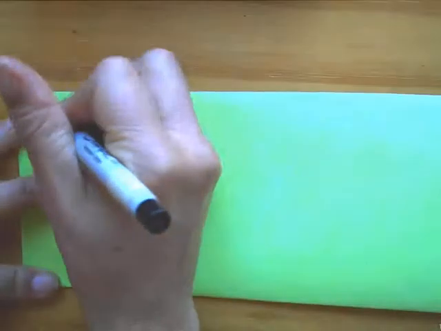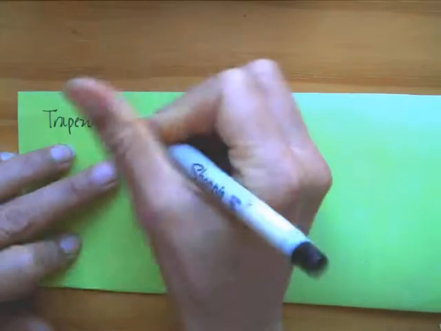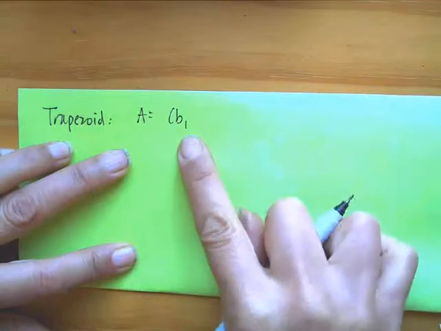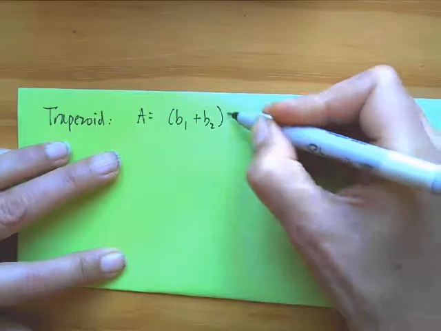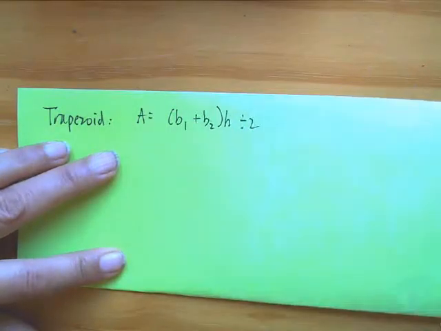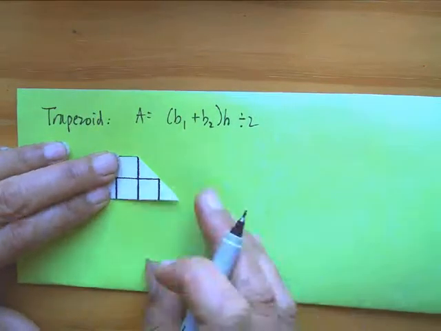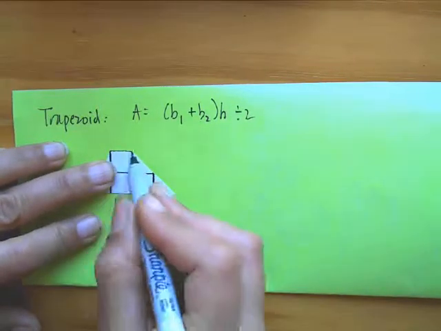Now let's go to the last one that we've been studying, which is the trapezoid. So the trapezoid formula is kind of wonky. It's base 1, and this is a little subscript, sub means below, plus base 2, times height, divided by 2. So I'm going to put a trapezoid here, and we're going to label the parts. So base 1, and the bases are the things that are parallel to each other.